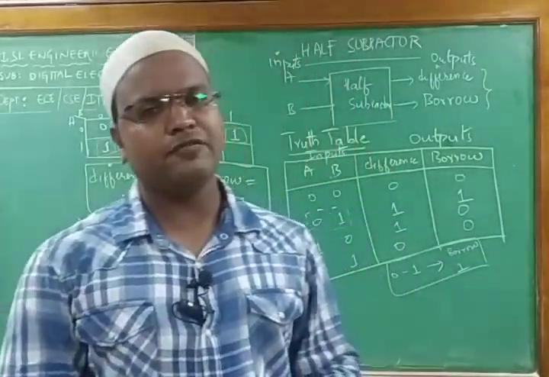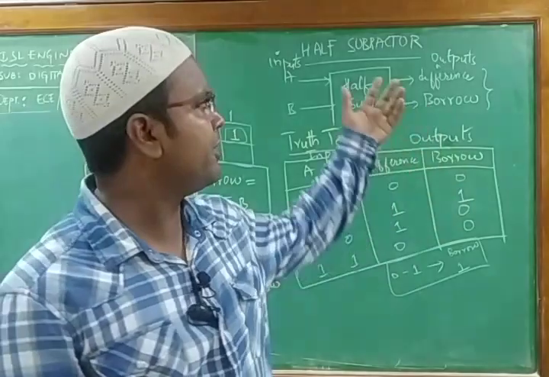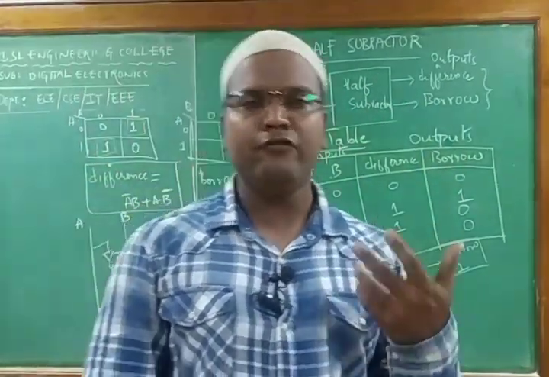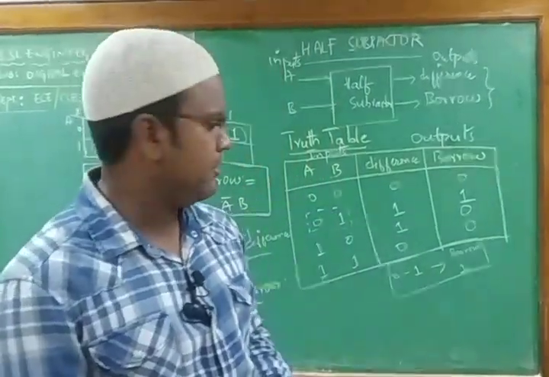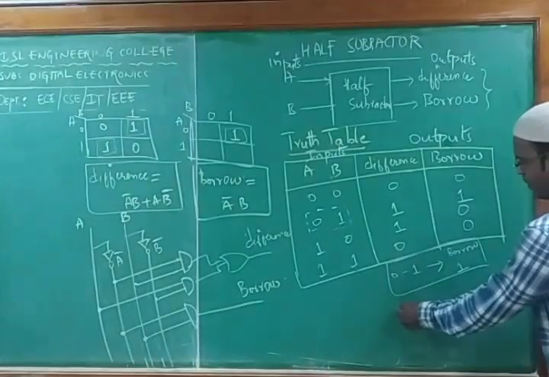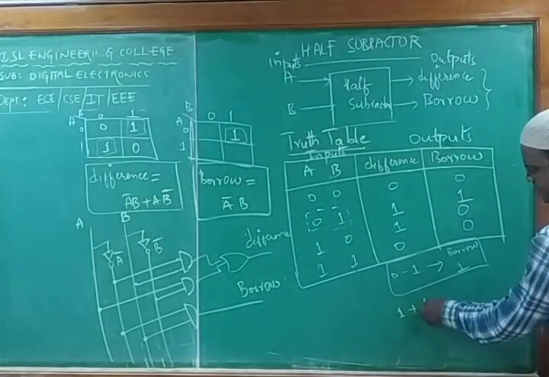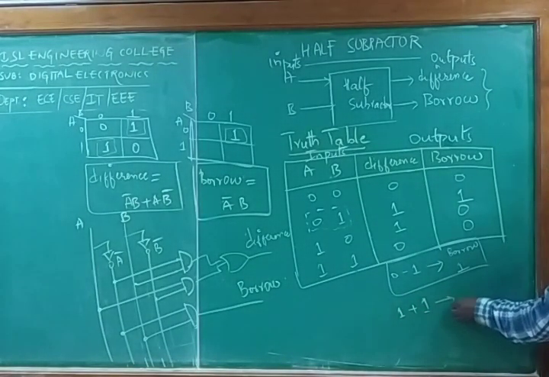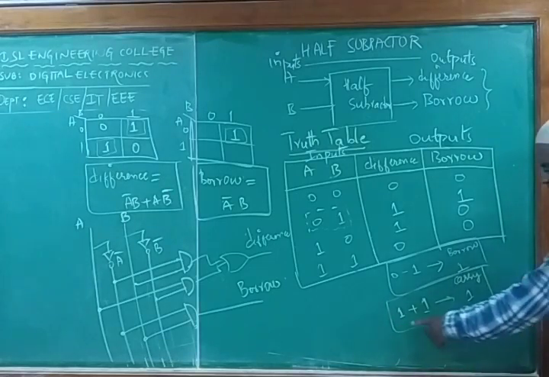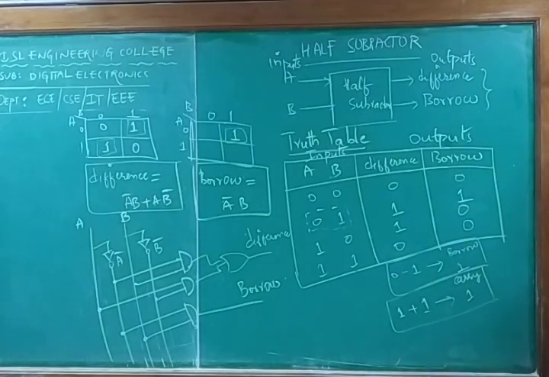In the half adder, we have done the same thing, but the output names are different. The carry bit will be high when 2 of the inputs are 1. That means, as we have seen, if you perform 1 plus 1, only then the carry bit is high. Otherwise, there is no need of carry. For the remaining cases, there is no requirement of a carry bit.